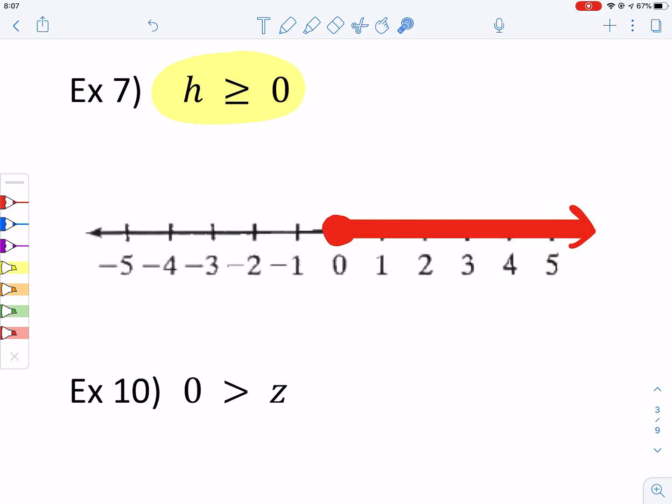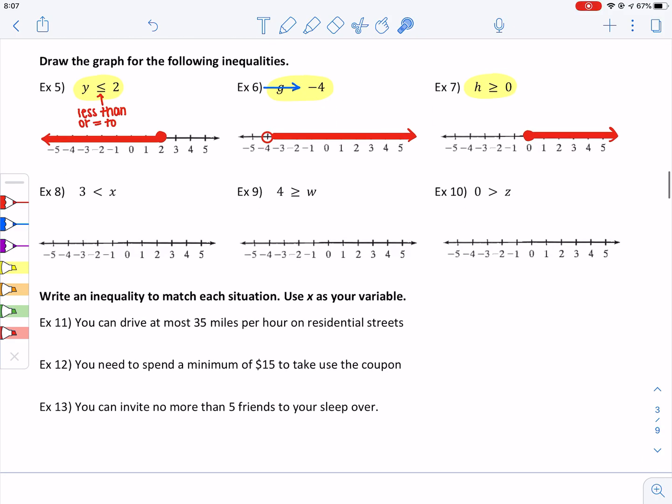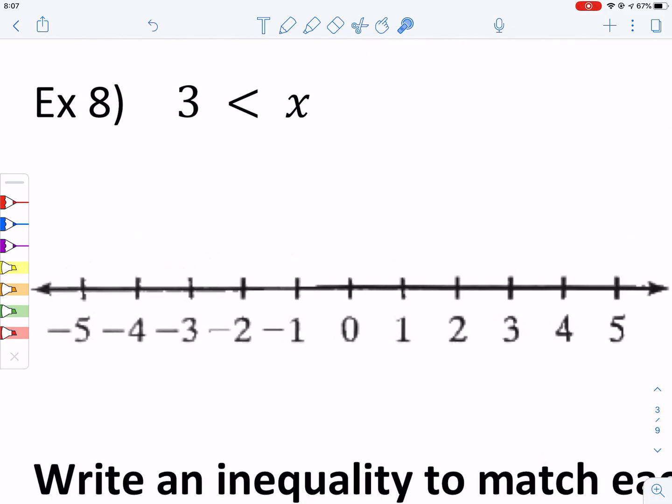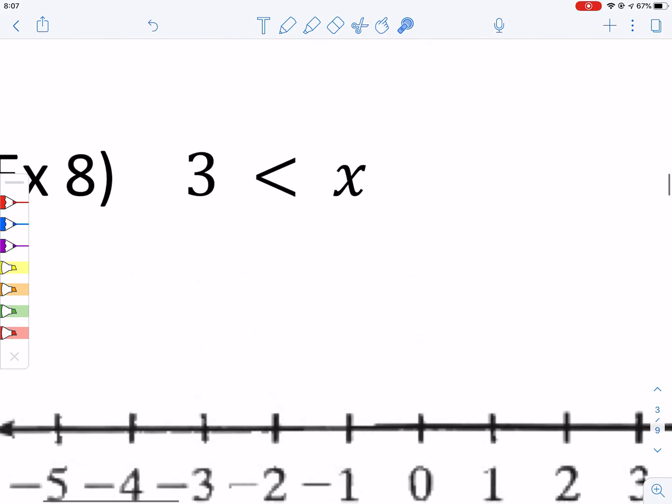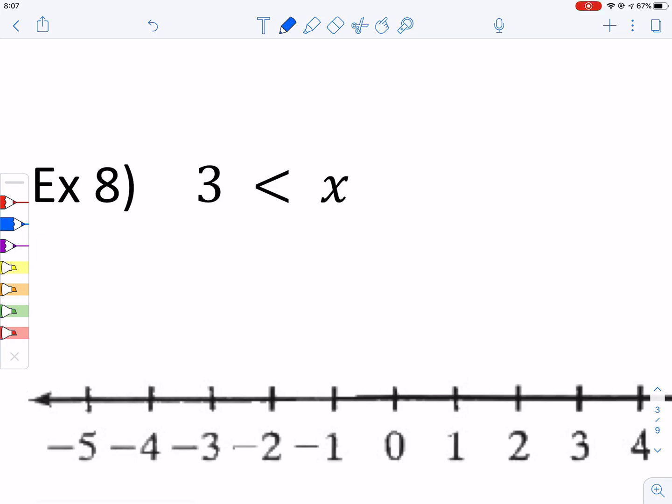All right, so please make sure your graph looks like this. I need a closed circle on 0, shaded to the right. Some of your inequalities will not have the variable coming first. Like example 8, this one says 3 is less than x. If the variable does not come first, or is not on the left, I would always rewrite it so that the variable is on the left-hand side.